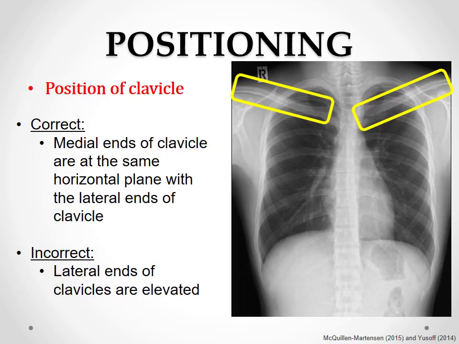Next, to indicate correct positioning for PA chest, we need to look at the position of the clavicle. If the medial ends of the clavicle are at the same horizontal plane as the lateral ends of the clavicle, that indicates the correct positioning. This is accomplished if the patient depresses and relaxes the shoulders during the procedure. If the shoulders are not depressed, the lateral ends of the clavicles will be elevated.